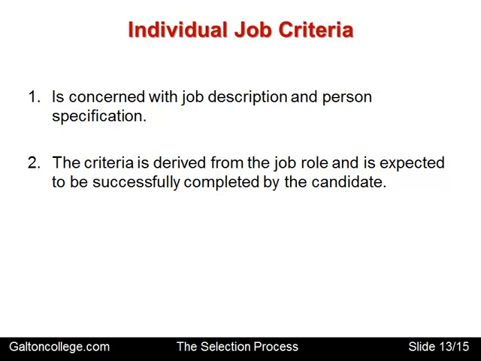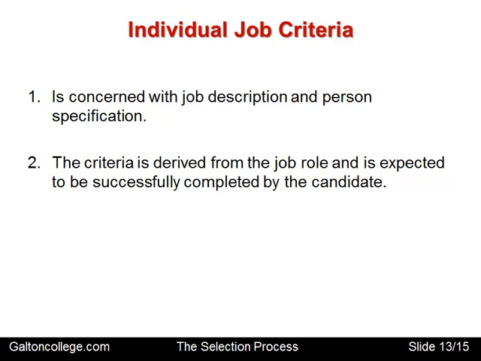The employer will be recruiting a person who knows what is expected of them. So the job specification lists the tasks and the skills that the person should have. The tasks to be completed, I should say, and the skills that the person should have.